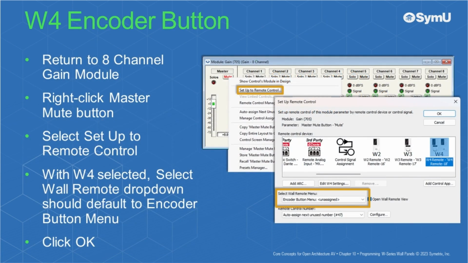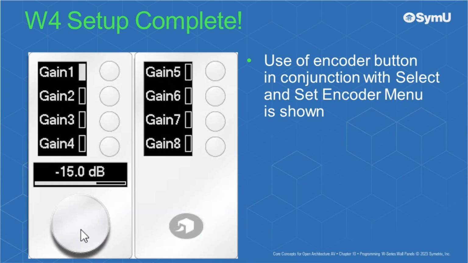Return to the 8-channel gain module and right-click on the Master Mute button. Select Setup to Remote Control. With the W4 selected, the Select Wall Remote drop-down should default to Encoder button menu, then click OK. Use of the Encoder button in conjunction with Select and Set encoder menu is demonstrated here.